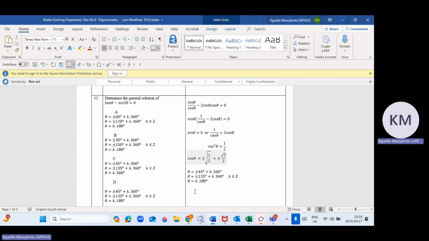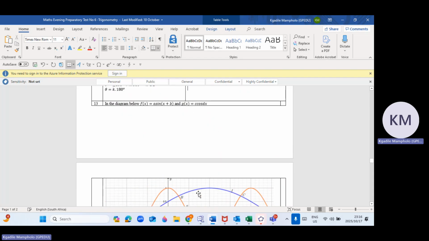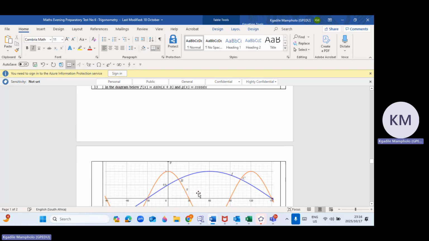Or you can say theta equals to 135 because remember I said plus or minus, and cos is negative in the second quadrant. Remember, plus 135 is in the second, and then minus 135 is in the third quadrant. So in both the quadrants, cos is negative. So here you leave it like this.